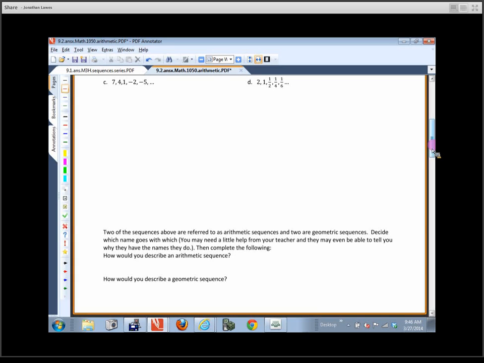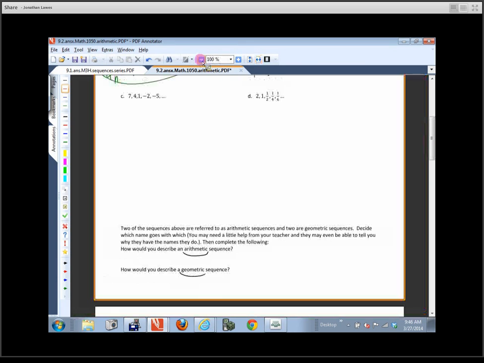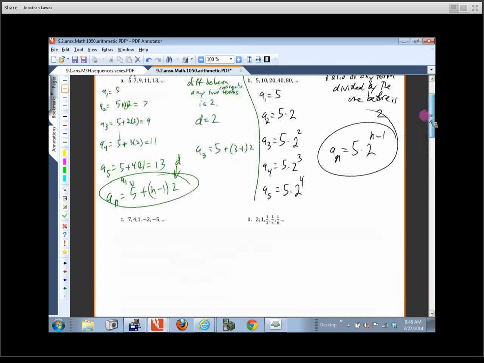Okay. These are called arithmetic and geometric sequences. This is what 9-2 is about, and this one is what 9-3 is about. Can you guess which one's arithmetic and which one's geometric? Which one do you think is arithmetic? The addition one, okay? And the one that's geometric is the one with multiplication, okay?